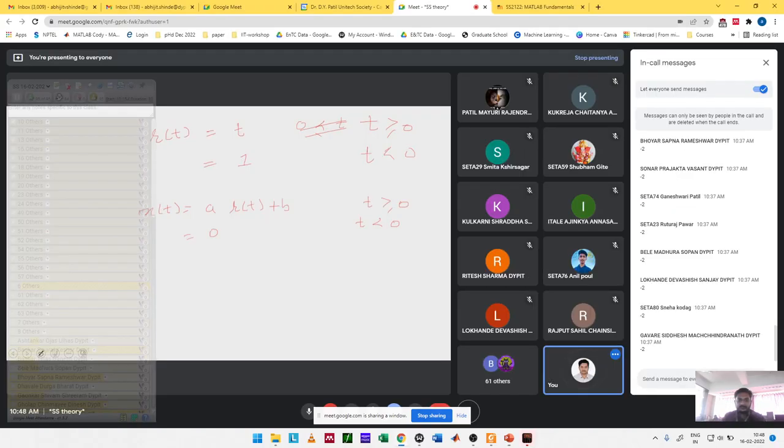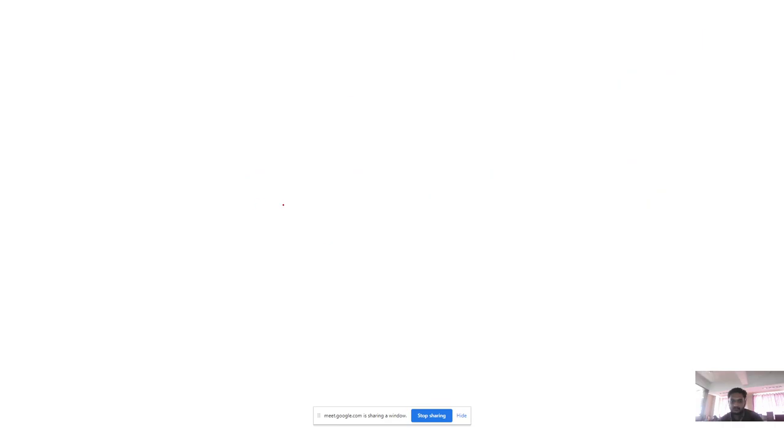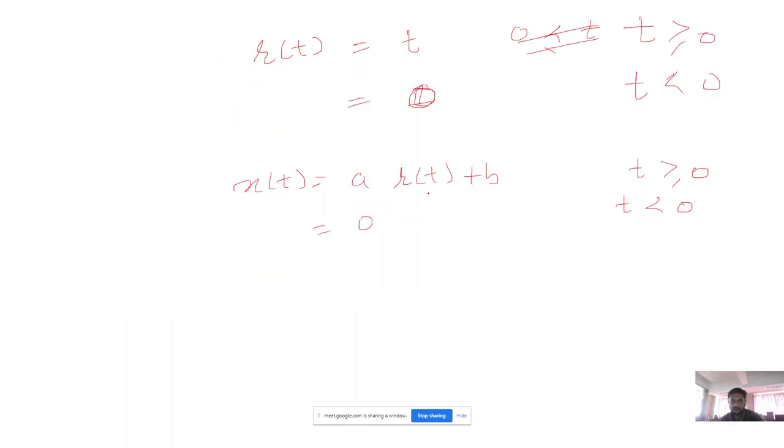Okay, thank you. So what we know is that r of t is equal to t for t is greater than or equal to 0, and it is going to be 0 for t is less than 0. So how can I write this equation? Instead of t I'm going to write r of t, something like this. Am I right? I can write that, right? And this is its condition. Is it understandable? How many people understood this? Please raise your hand.